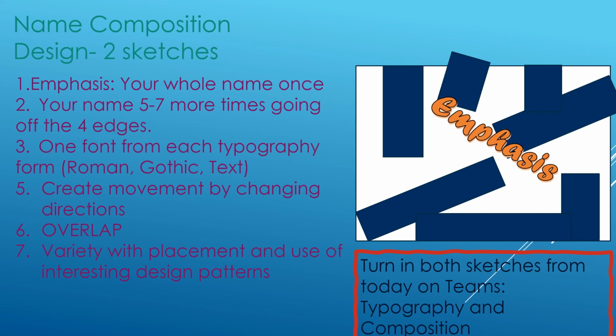You must create 2 different sketches as 2 different ideas. They do not need to be colored. They don't have to be fully finished. They're just 2 sketches. You can work on the back of the same paper that you did your fonts practice, or you can use a new sheet of paper. That is your choice. When you are finished, you're going to take a picture of both drawings, your 3 fonts practice and your 2 sketches, and attach both pictures to your typography and composition assignment in Teams.